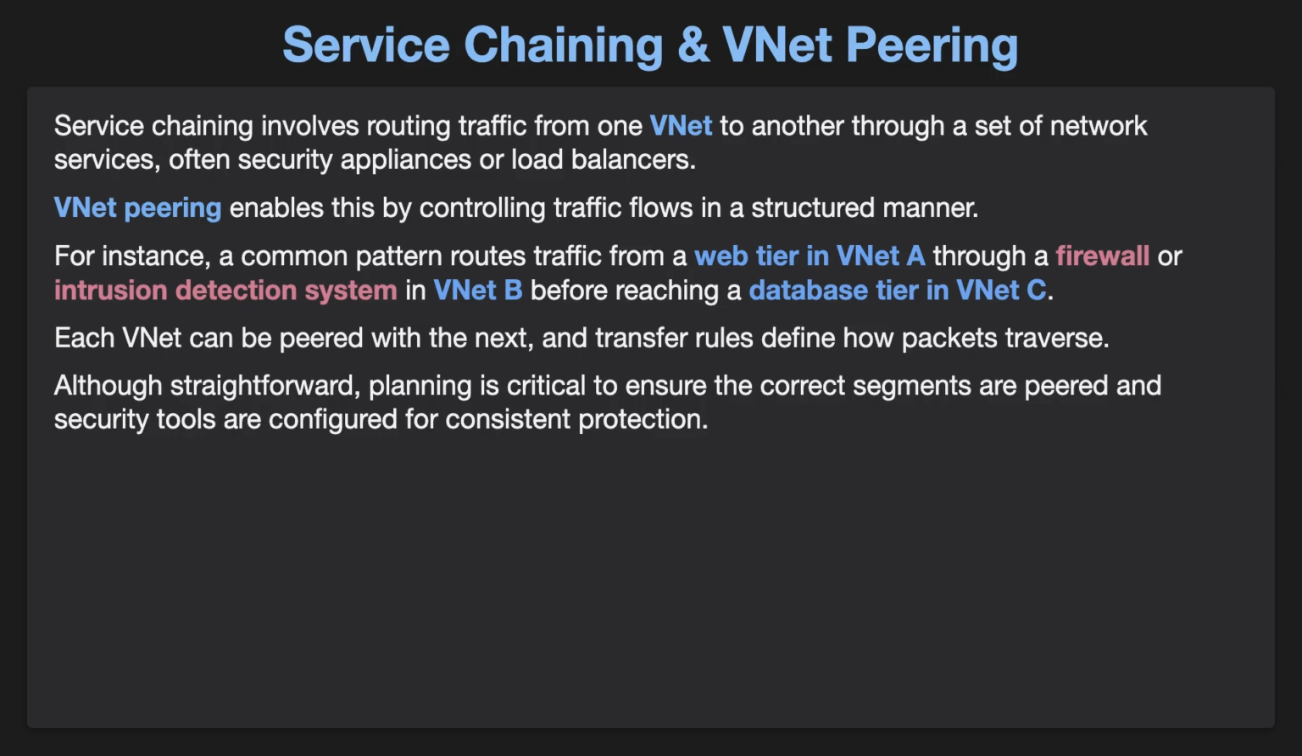For instance, a common pattern routes traffic from a web tier in VNet A through a firewall or intrusion detection system in VNet B before reaching a database tier in VNet C. Each VNet can be peered with the next, and transfer rules define how packets traverse. Although straightforward, planning is critical to ensure the correct segments are peered and security tools are configured for consistent protection.